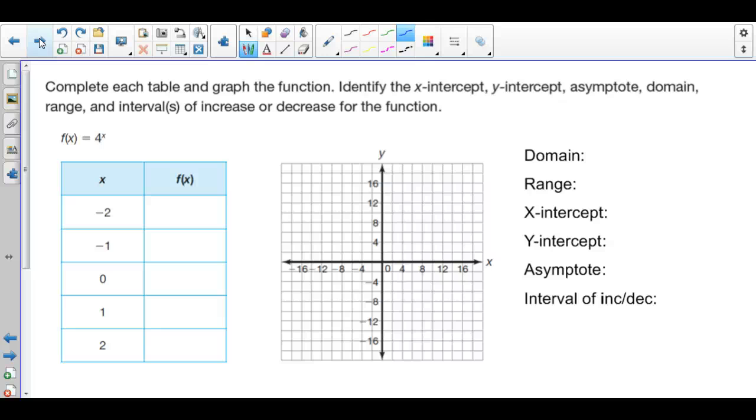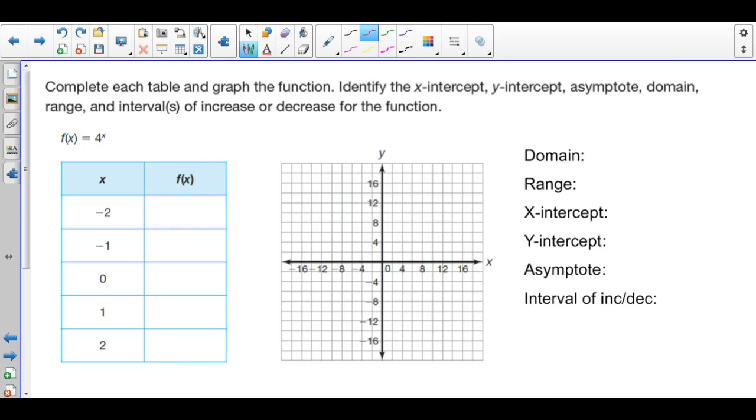I'm going to do 4 of these. We're going to be just completing a table of values. We'll graph the points, identify the domain, the range, the x-intercept, the y-intercept, the horizontal asymptote, and the interval of increase or decrease. So in this first example, actually all of these problems, I've already crunched out the numbers. So if you have questions on how to put it in the calculator, I will go through a couple calculations.